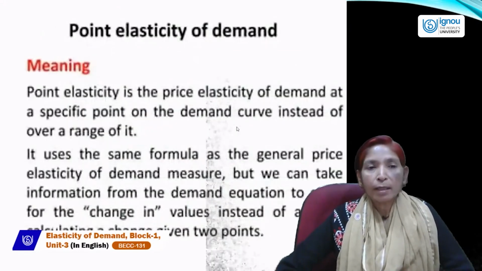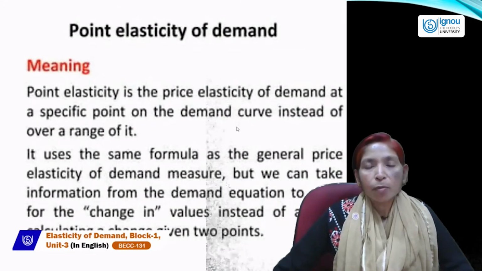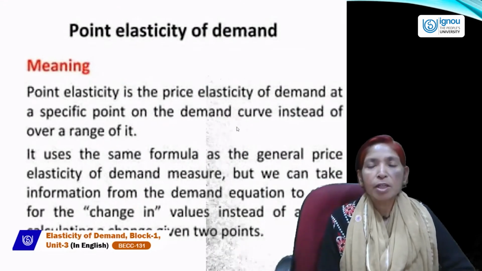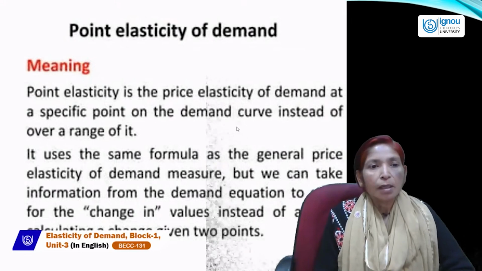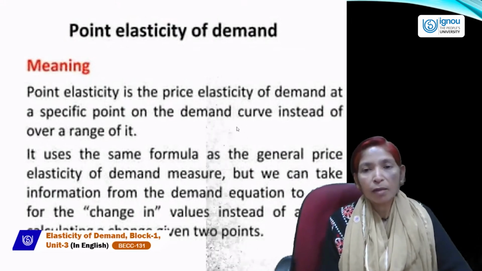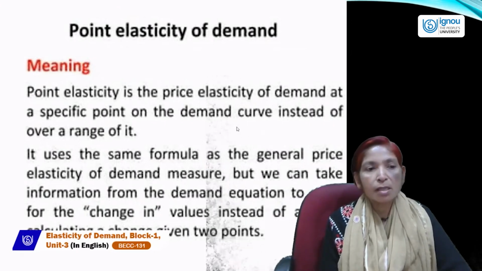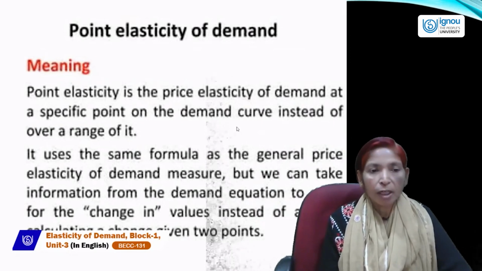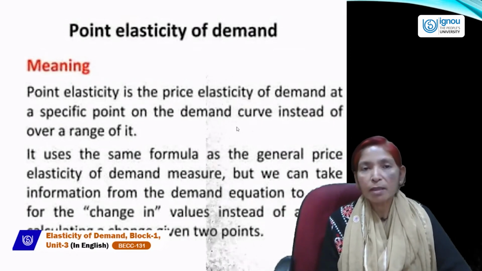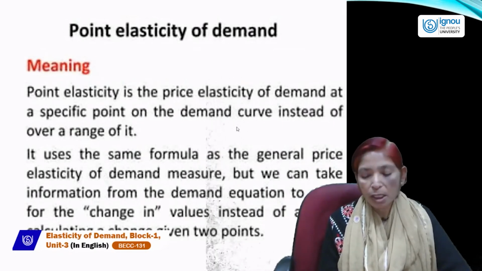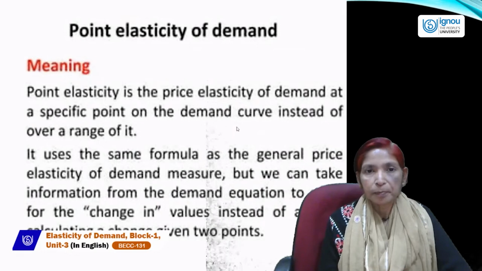Next is point elasticity of demand. How can we measure point elasticity of demand? These are the measuring methods of elasticity of demand. Point elasticity of demand is that elasticity of demand where we can measure or estimate elasticity of demand with the help of a specific point on the demand curve instead of over a range of it. It uses the same formula as the general price elasticity of demand measures, but we can take information from the demand equation to solve the change in values instead of actually calculating a change given 2 points.